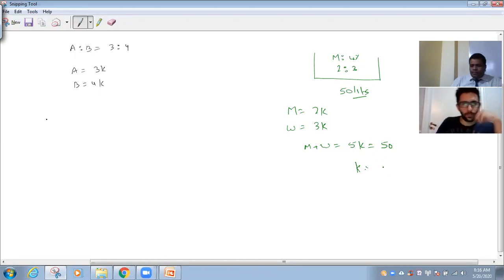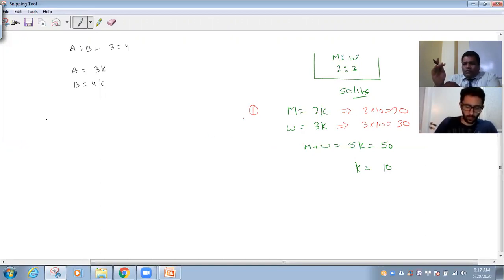10. And if I put that 10 here in the first relation, you are going to get the amount of milk: 2 into 10, which is 20 liters, and the amount of water: 3 into 10, that is 30 liters. We got it. This is approach 1 to get the individual value of milk and the individual value of water.